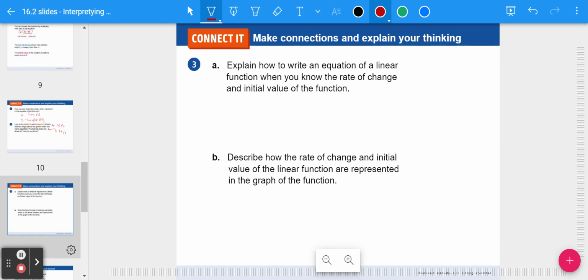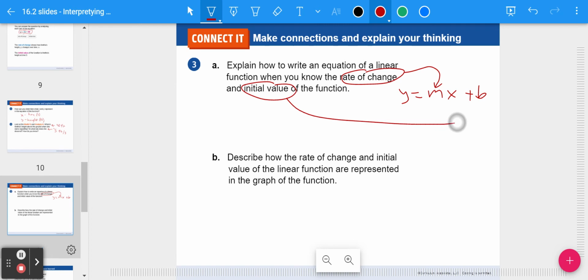Number 3, explain how to write an equation for a linear function when you know the rate of change and initial value. Well, hopefully you remember y equals mx plus b, where the rate of change is the slope, the m, and the initial value is the y-intercept, or the b. B, describe how the rate of change and initial value of a linear function are represented in the graph. Well, the rate would be our rise over run, or our slope.